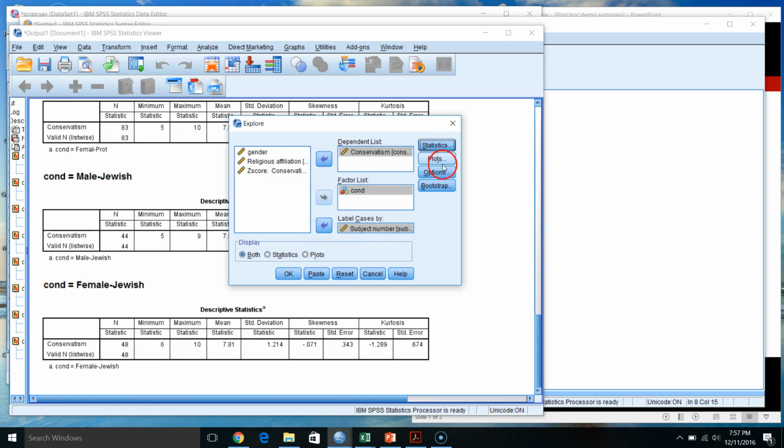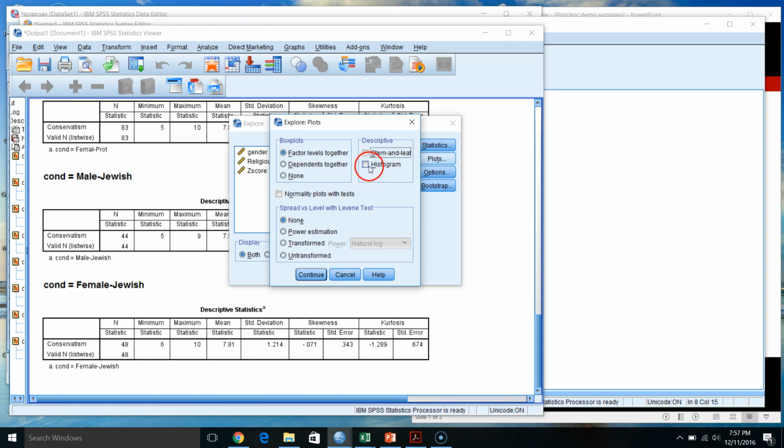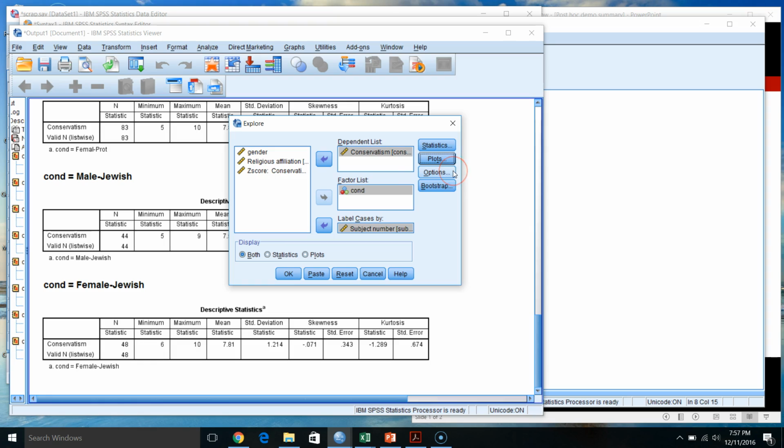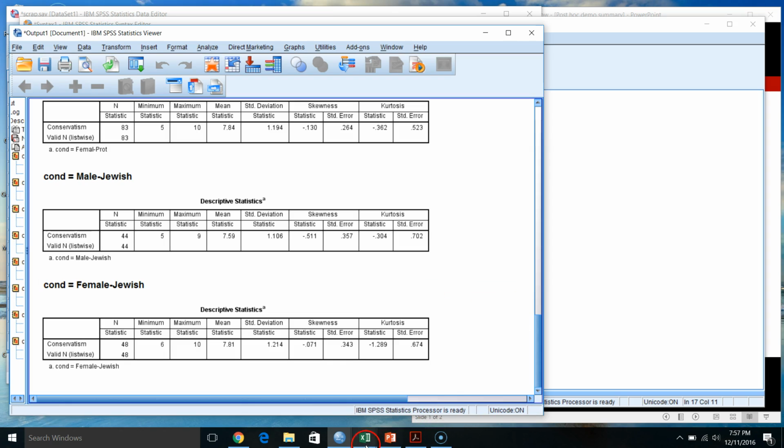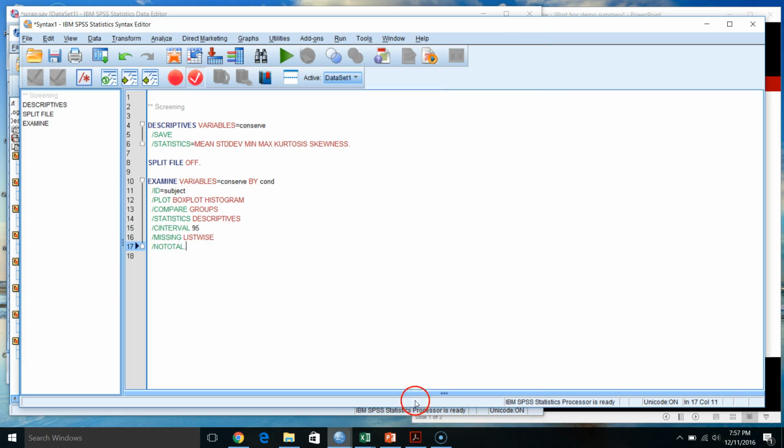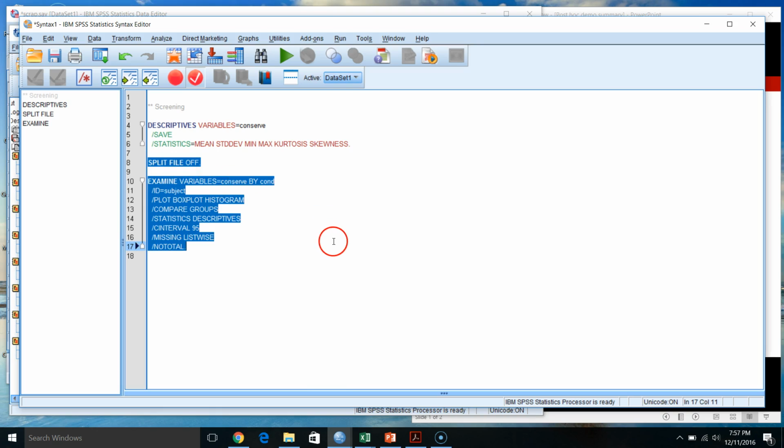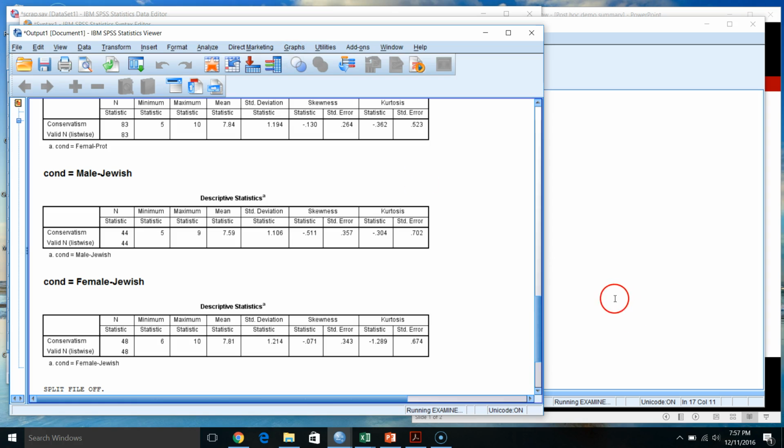Statistics, no, plots. There we go. We'll request histograms here. Hit continue, and then nothing else going on here that we want. So go ahead and hit paste. And then we want to make sure we turn off that split file, otherwise we'll get a bunch of funky answers here. And just going to go through, take a look at our plots with this. So we'll go ahead and hit that.